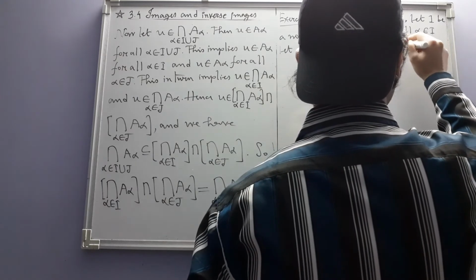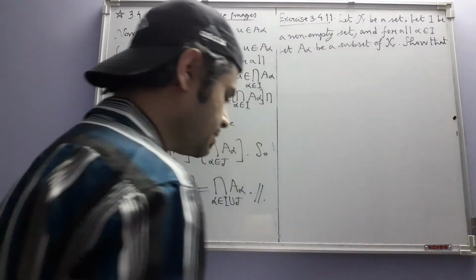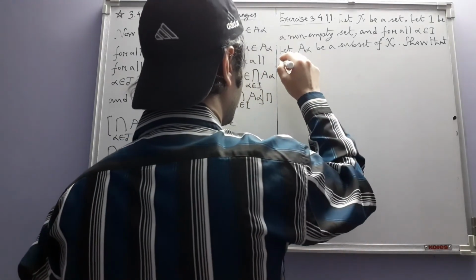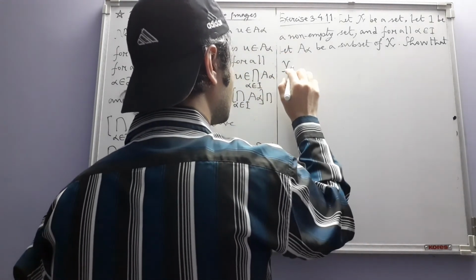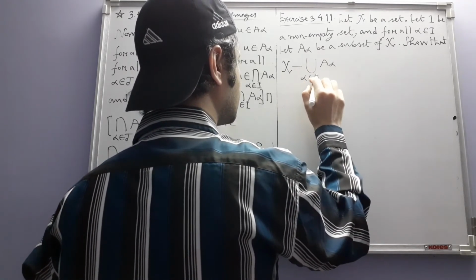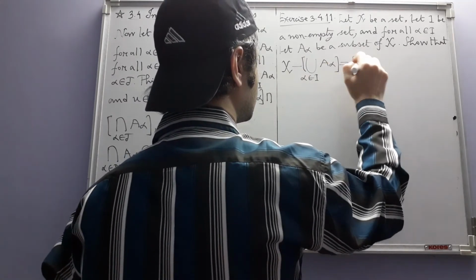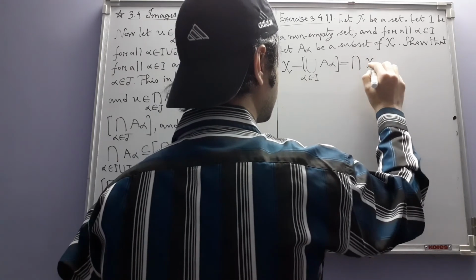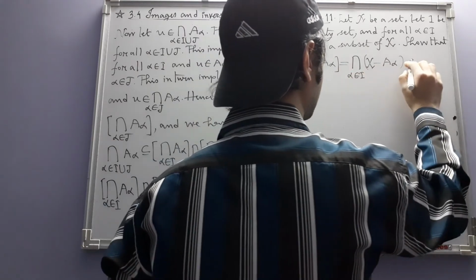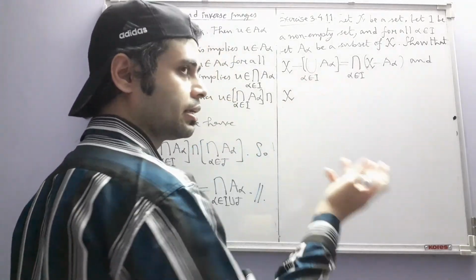Show that, so these are the general form of De Morgan's laws: X minus union A alpha, alpha belongs to I, equals intersection of X minus A alpha, and a similar one with union and intersection switched.